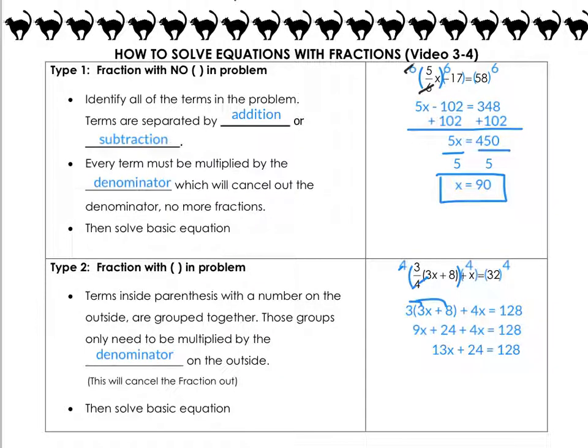So now I've got numbers only on the left, so I need to get this 24 over to the right side, so I'm going to do the opposite. Since it's plus 24, I'm going to subtract 24 from both sides. When I do that, I get 13x equals 104. And then lastly, to get x by itself, I need to divide by 13, which will give me my final answer of x equals 8. And that's my answer for that question.